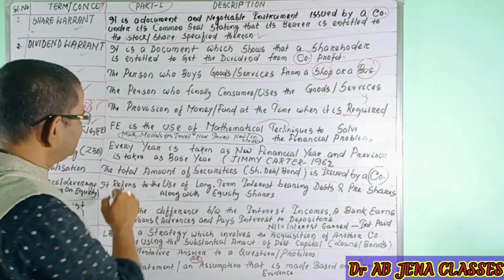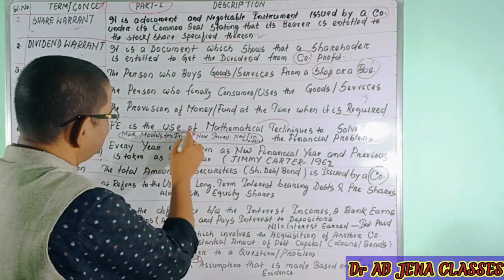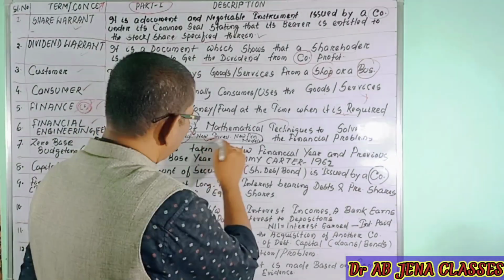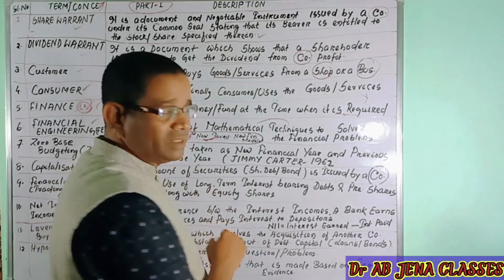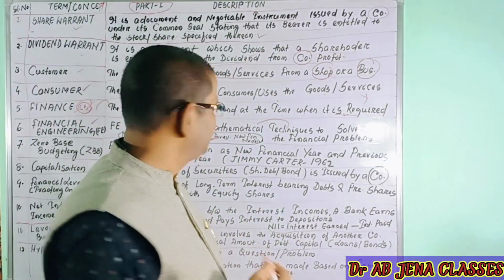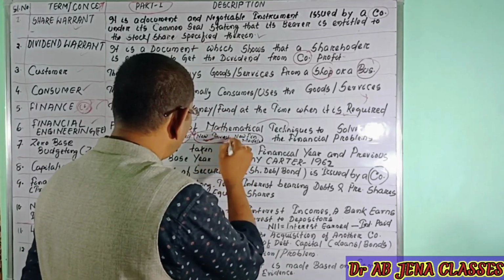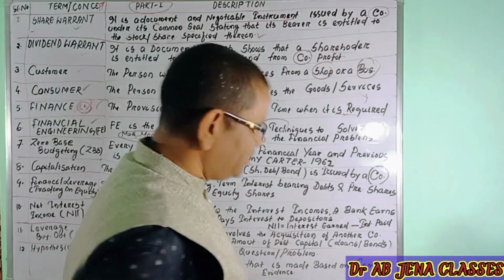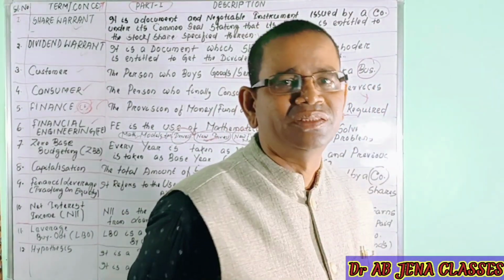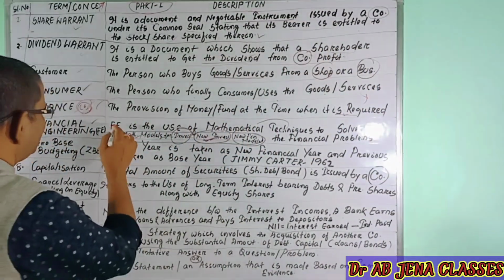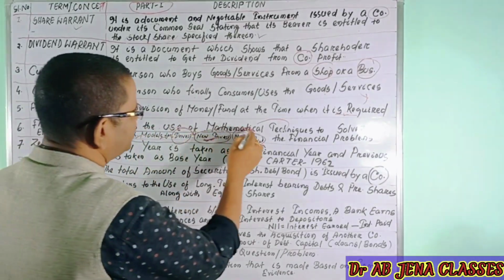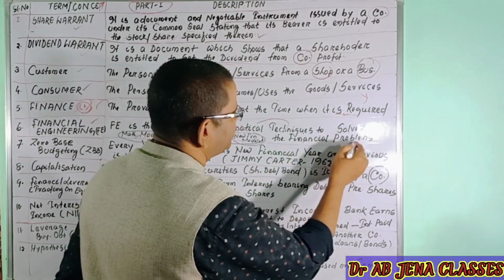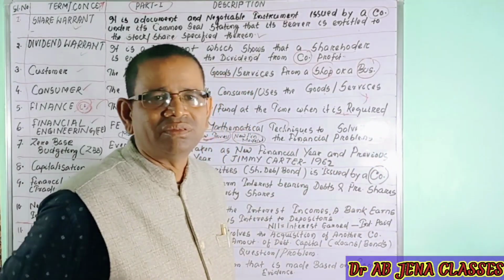Suppose some innovative mathematical models for the investment, innovative techniques for new investments, as well as new financial models. These are some of the examples of financial engineering. Once again I am repeating, financial engineering is the use of mathematical techniques to solve the finance related problems of a business or of a firm.